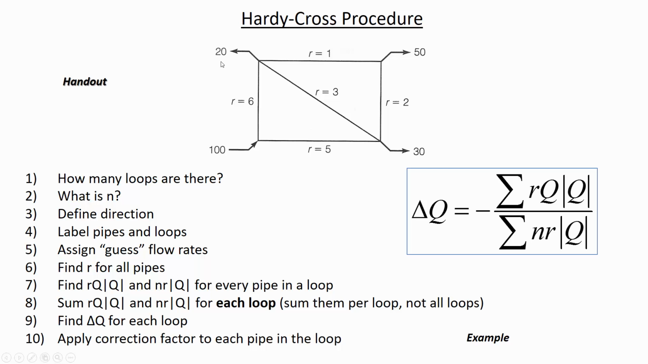All right, so some of these questions we can answer just by looking, right? How many loops are there? 2 loops. We have to label them. Let's call this loop, loop 1, and this loop we're going to call loop 2. Yeah? We don't count the outer circuit.